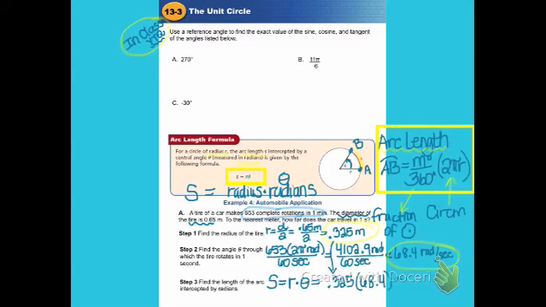And if I multiply those, I get approximately 22.22. So they wanted it to the nearest meter, right? Nearest meter. And so that's 22 meters approximately. So that's the answer to our question. How far does the car travel in 1 second? It travels 22 meters per 1 second.